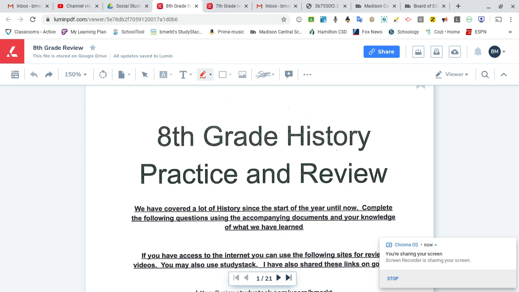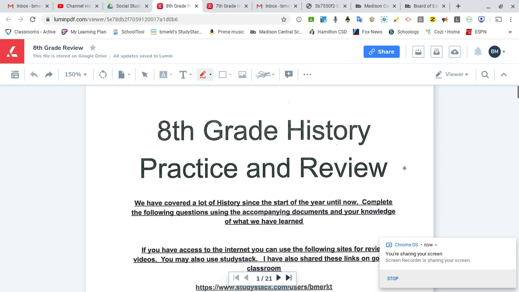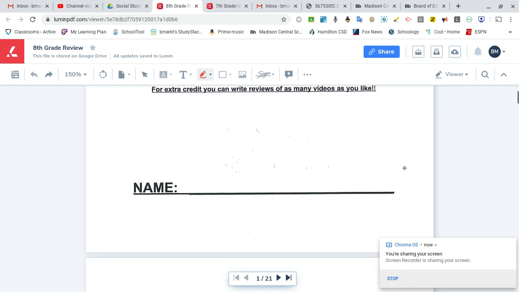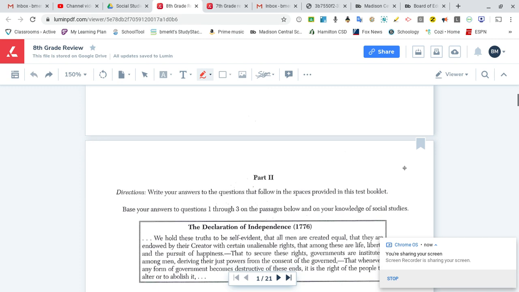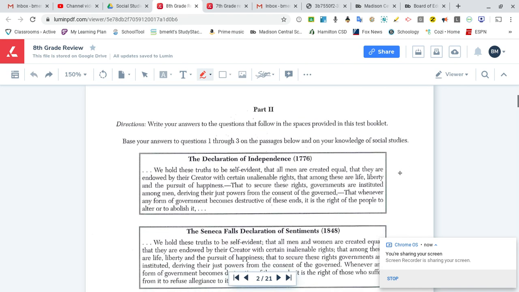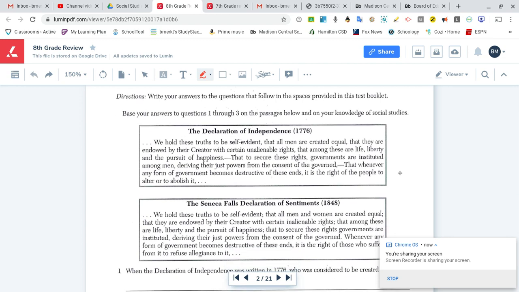So if you don't already have them, get out your eighth grade practice and review packet, and we're going to look over the first couple pages together. And hopefully we can work through this and check your answers at the worst case scenario if you haven't looked at it yet. So on part two, Declaration of Independence and the Seneca Falls Declaration of Sentiments, 1848.